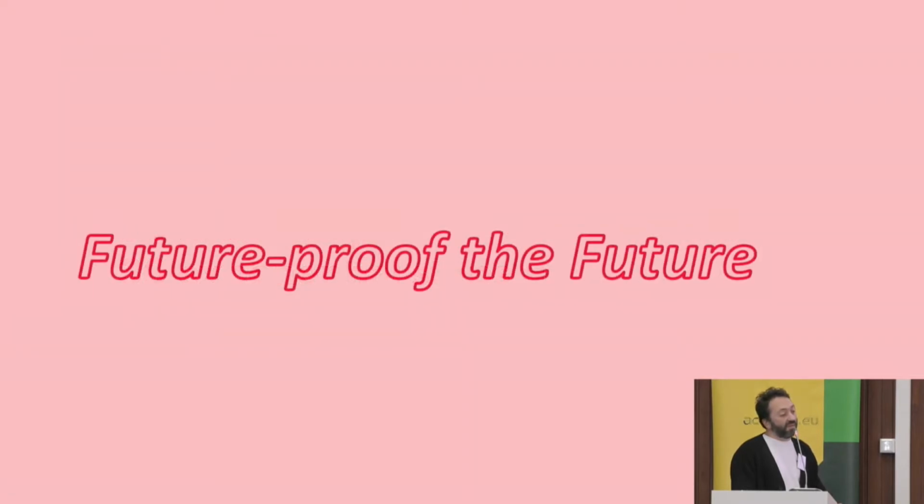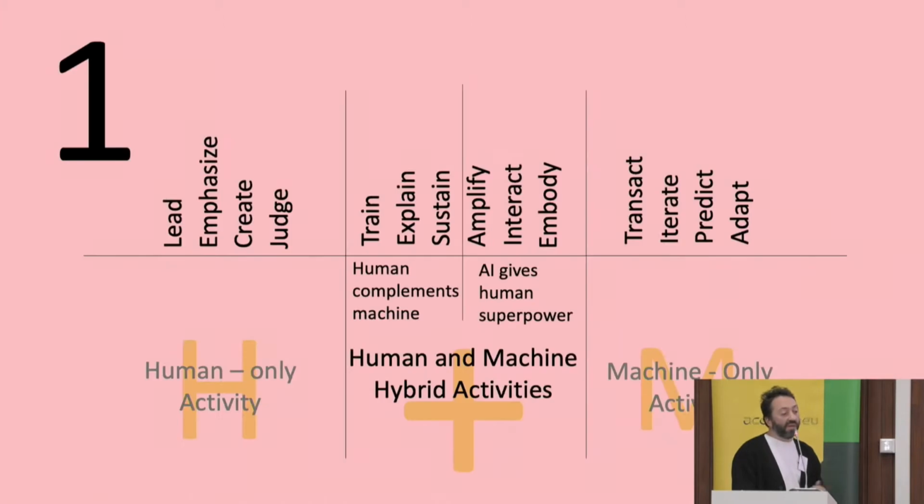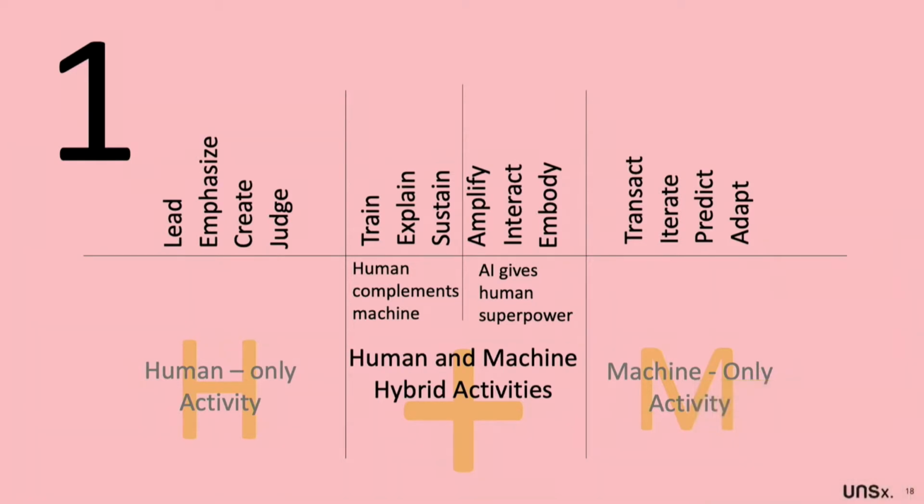So then the question is for us as designers, how do we future-proof the future? Maybe linking to the first conversation we had earlier in the morning, how do we foresee the future changing? And how do we capture that? How can we do that? So I brought with me three strategies and two stories that tell how we future-proof the future.